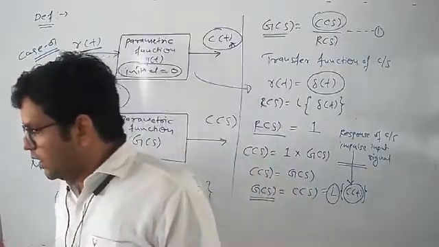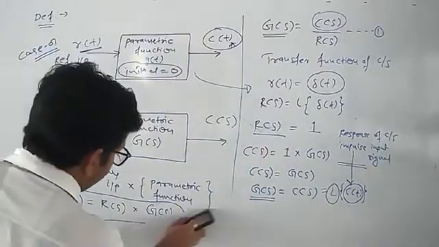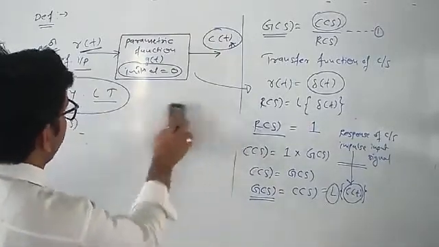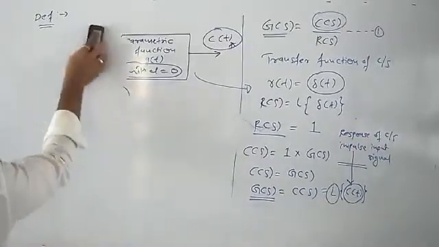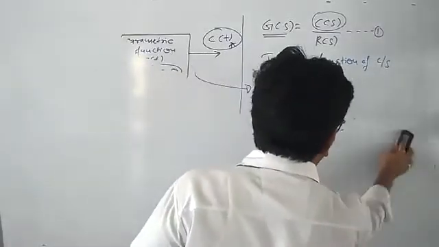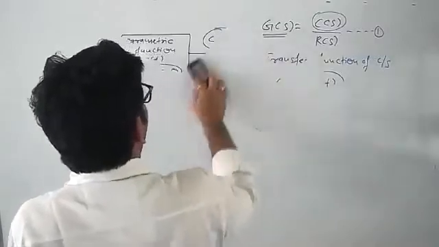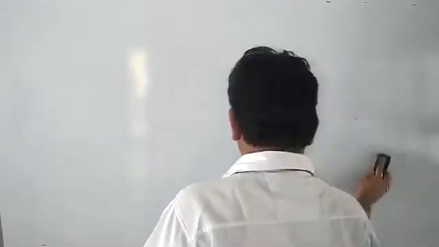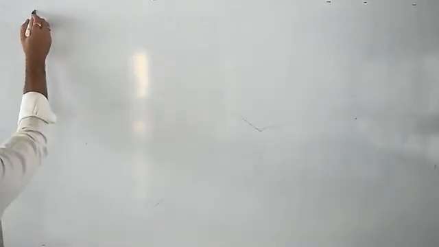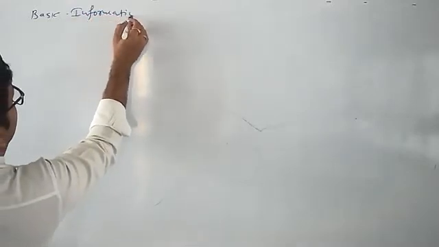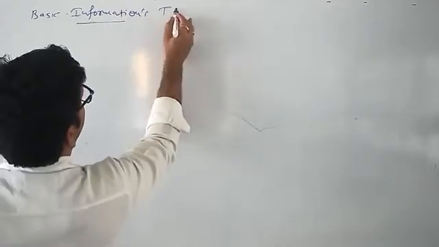Now the second topic which we are going to cover in this lecture is what information we will get from transfer function. For example, if you know the transfer function of a given control system, the basic information that we will get from the transfer function of a control system, वो क्या information है that we are going to learn. Now, basic information that we will get from transfer function.